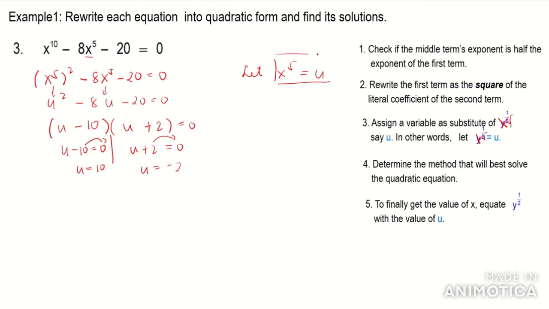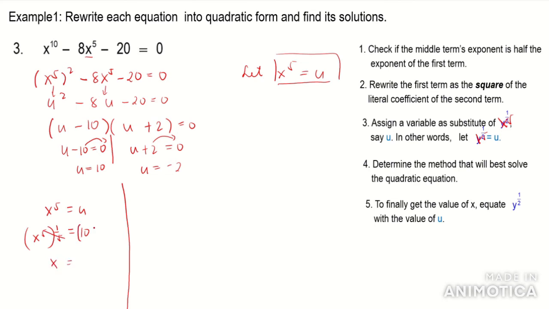Then we go back to this equation to finally solve for x. So we have x raised to 5 is equal to u. We'll just align it here. Okay. So our u here is equal to 10. Okay. X raised to 5. To get the value of x, we need to raise both sides to the exponent of 5, which is 1/5. Okay. So we have x here.